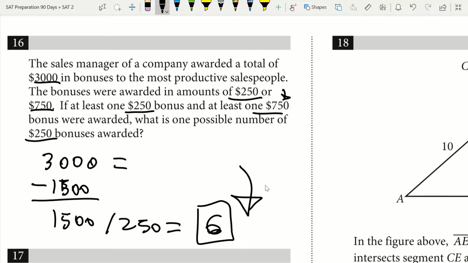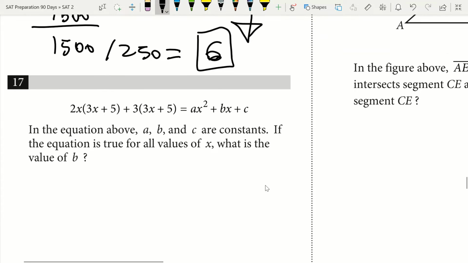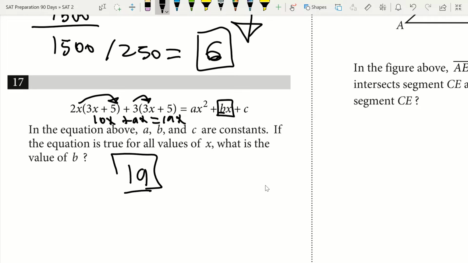Now we've got question 17. In the equation above, a, b, and c are constants. If the equation is true for all values of x, what's the value of b? I have to solve for b. My b value is going to have to be whatever it is on the left side of the equation as well. So I'm going to find what my x values are. 2x times 5 is 10x. Then 3 times 3x is plus 9x. That totals 19x, which means that b is going to have to be 19. So my answer there is 19.